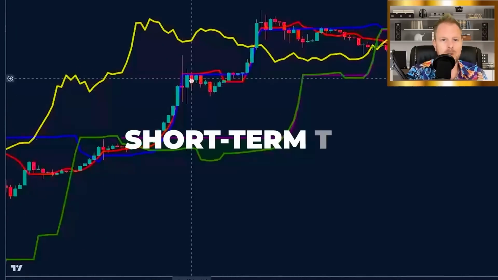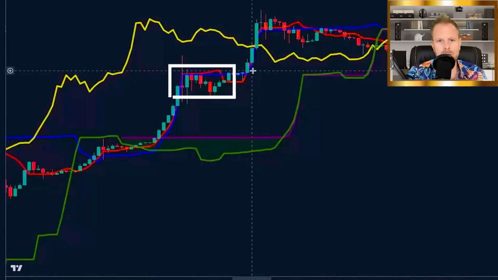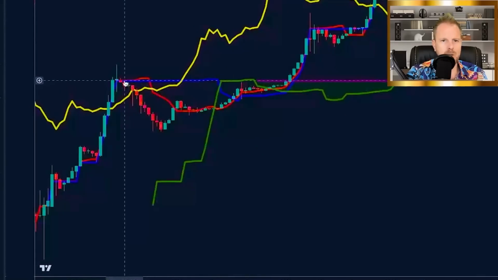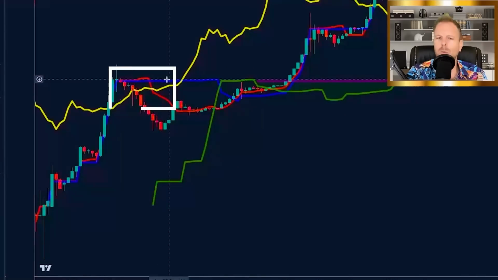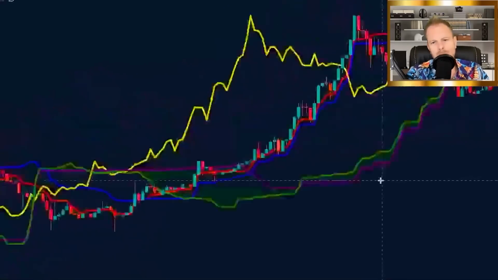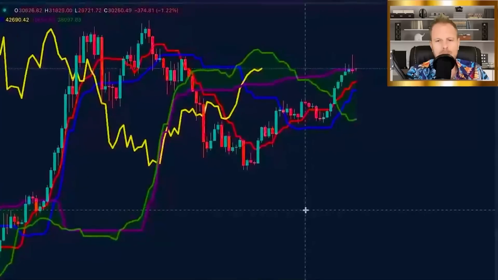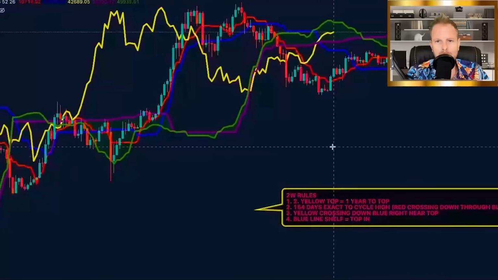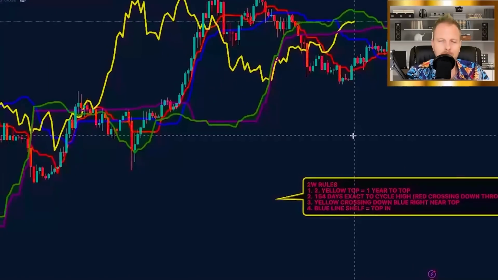Even these short-term tops, look at this shelf right here, blue line shelf right here, market cycle top, watch out. Blue line shelf right here, market cycle top, watch out. So these blue lines, when they start going straight, it tells us that we have reached a cycle top and to watch out. These are the 4 distinct rules of the Ichimoku to help you make tremendously more money in crypto in 2024.